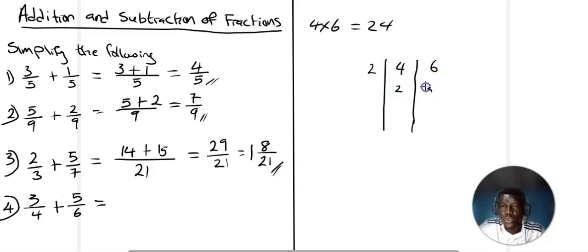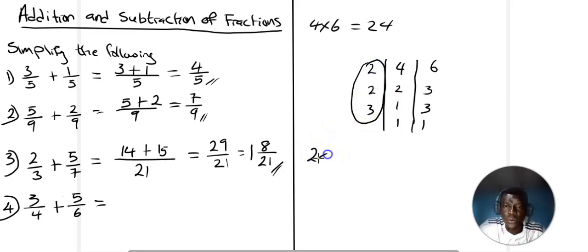2 in 6 will give you 3. 2 can still go here. 2 divided by 2 will give you 1. 2 cannot go in 3, so you write down your 3. Then the only number left here is 3. So 3 cannot go in 1. Write your 1. 3 in 3 will give you 1. So remember, we multiply the divisors. So let's go. You have 2 times 2 times 3. This will be equal to 2 times 2 is 4. 4 times 3 is 12. So our LCM is 12. This is the lowest common multiple of 4 and 6.